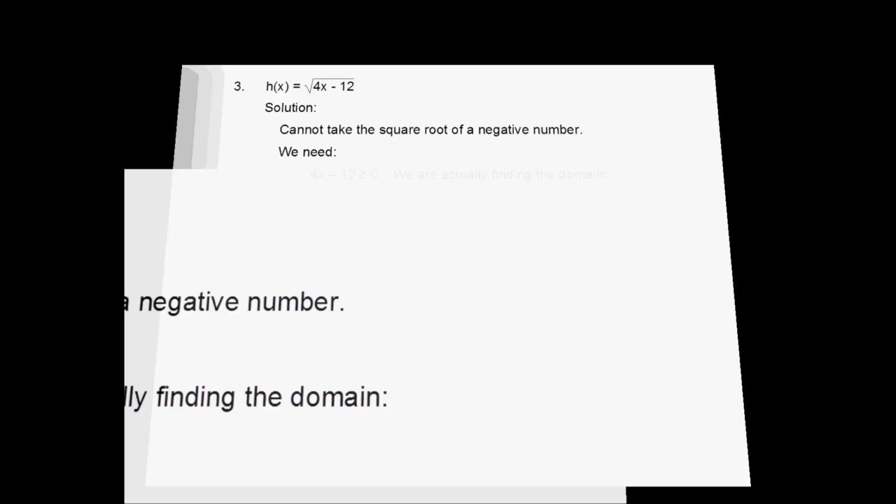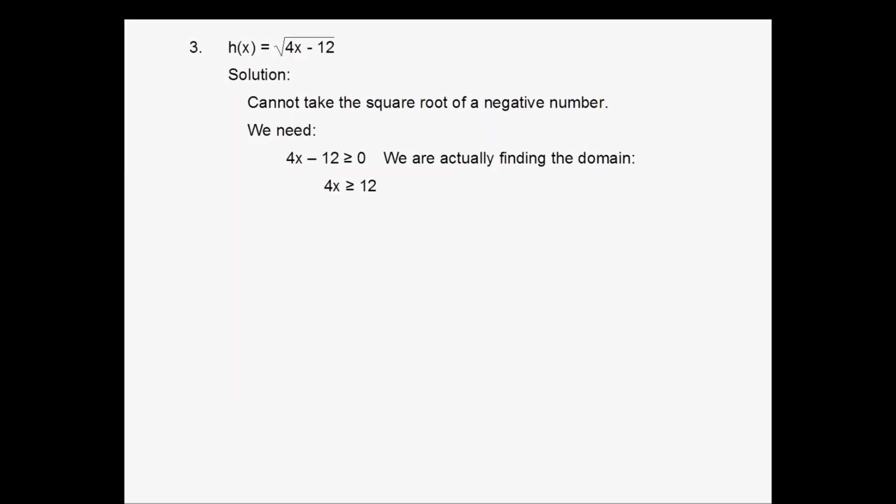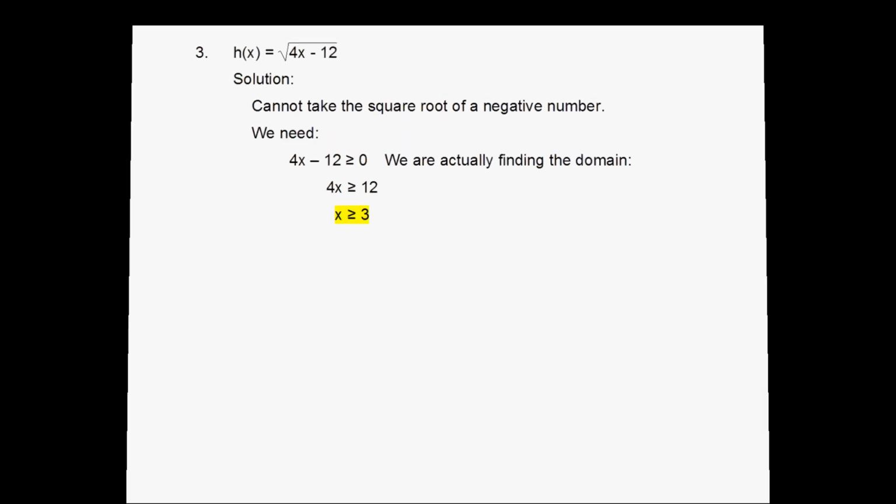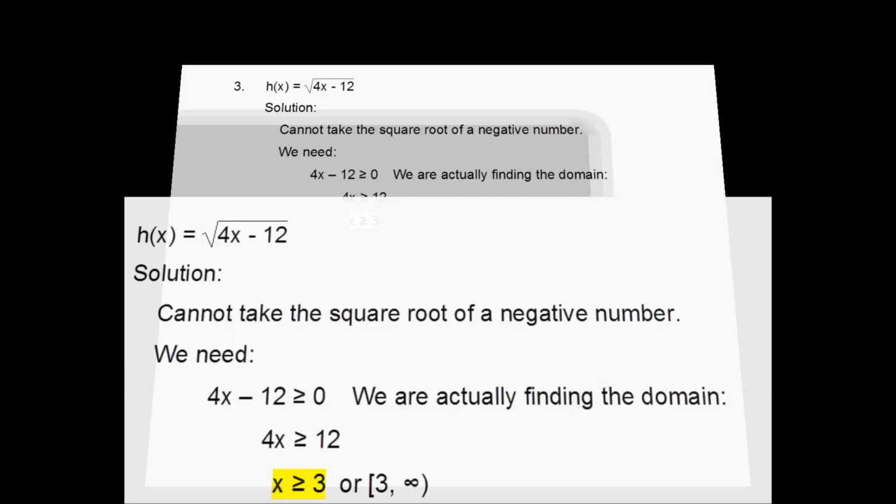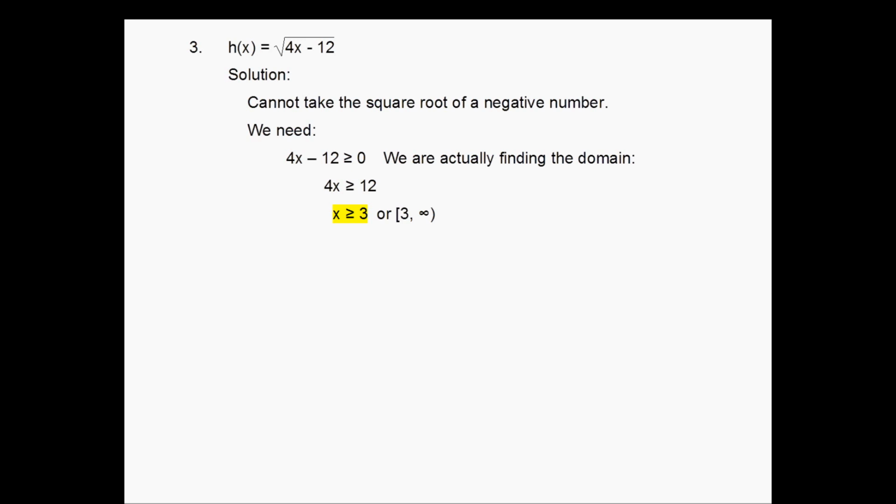So we're solving an inequality. Add 12. So again, we're actually finding the domain. With the even roots, you're actually finding the domain. So add 12 to both sides. 4x greater than or equal to 12. Divide by 4. X is greater than or equal to 3. Okay, you can leave it like that because there was no specific form for the answer, or you could use interval notation 3 to infinity. Okay, with a bracket at the 3.